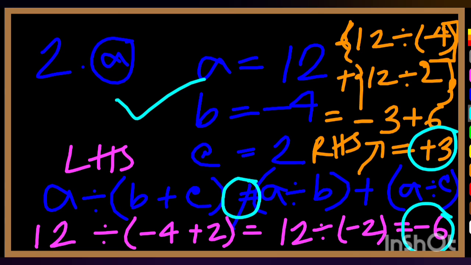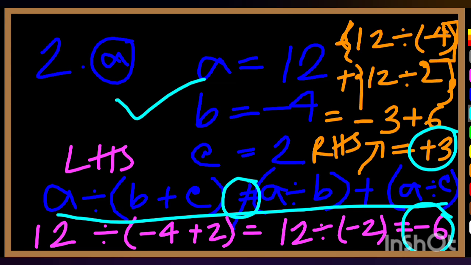In the next sum, another set of values for a, b, c is given. We will simply put all the values of a, b and c in this statement, and we will try to verify it. Okay, so let's do the next sum.